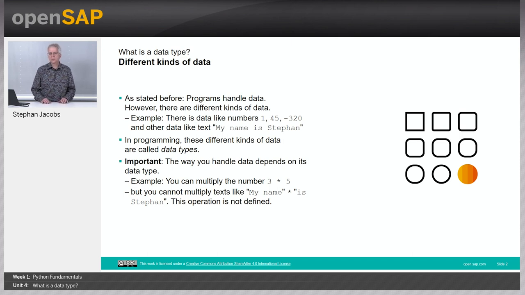And it is important to note that depending on the data type, you can choose certain operations. For example, you can multiply integers, you can multiply numbers, but you can't multiply texts. This multiplication of texts is simply not defined.